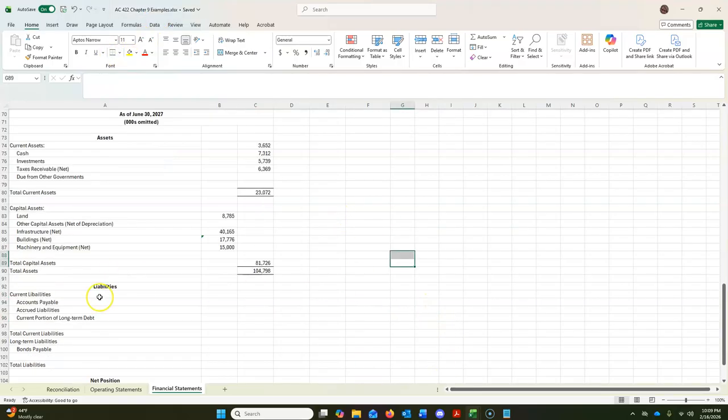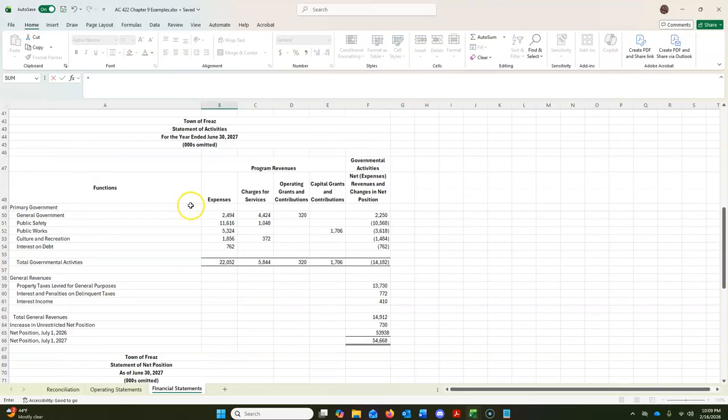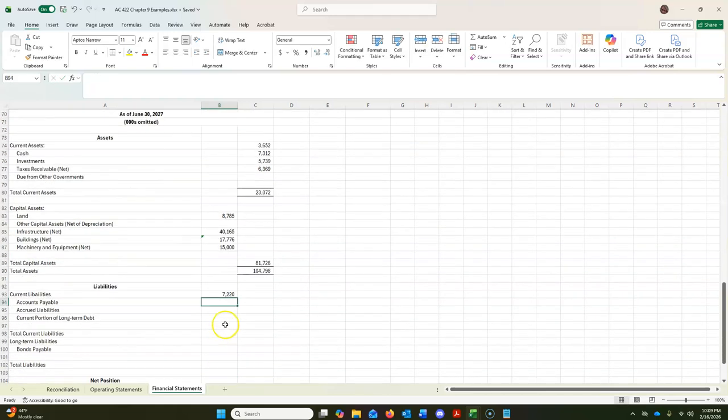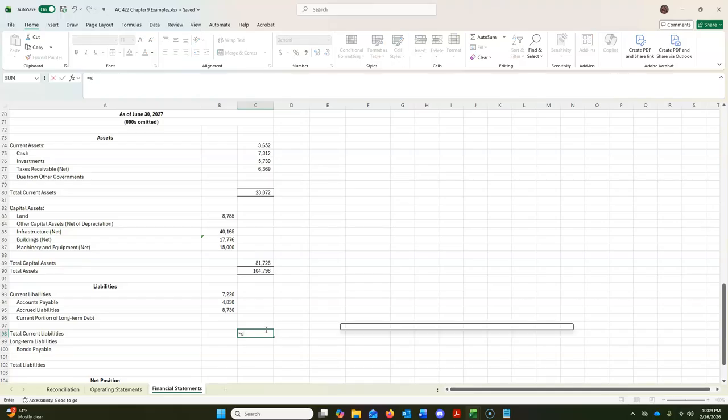Okay, and then I can go to my current liabilities where I have accounts payable, accrued liabilities, and the current portion of long-term debt, where I'm going to be getting these just from my trial balance and bringing them down. So I have accounts payable and accrued liabilities and the current portion of long-term debt. So bring those three down, not the bonds yet. And I have total current liabilities.